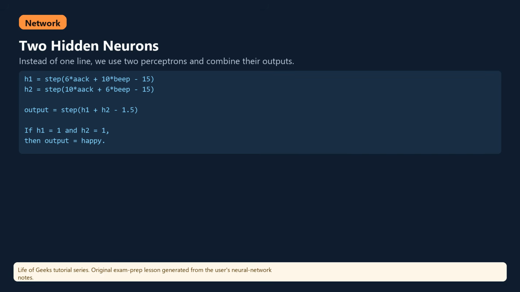This means the final output becomes 1 only when both hidden conditions are active. In plain English, the network says, classify the alien as happy only if both hidden tests agree. This is the core neural network idea. Simple units become powerful when their outputs become inputs to other units.